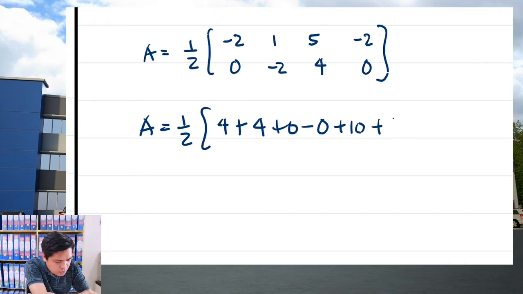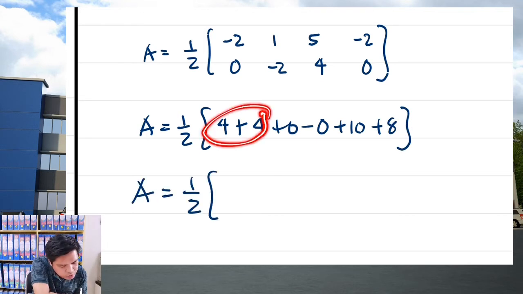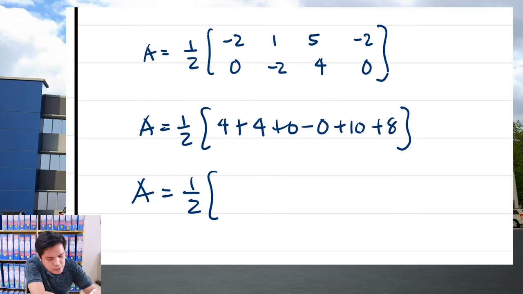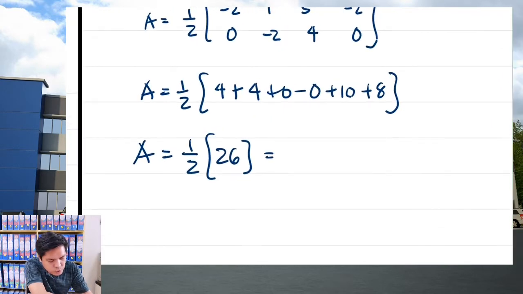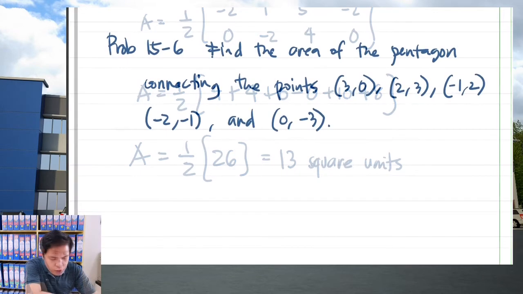Minus -8. Then, simplify. That would be 8 plus 10, 18 plus 8. So, 18 plus 8, that's 26. 1/2 of 26 is 13. So, the area is 13 square units. Yun lang. Okay, let's have this another example.